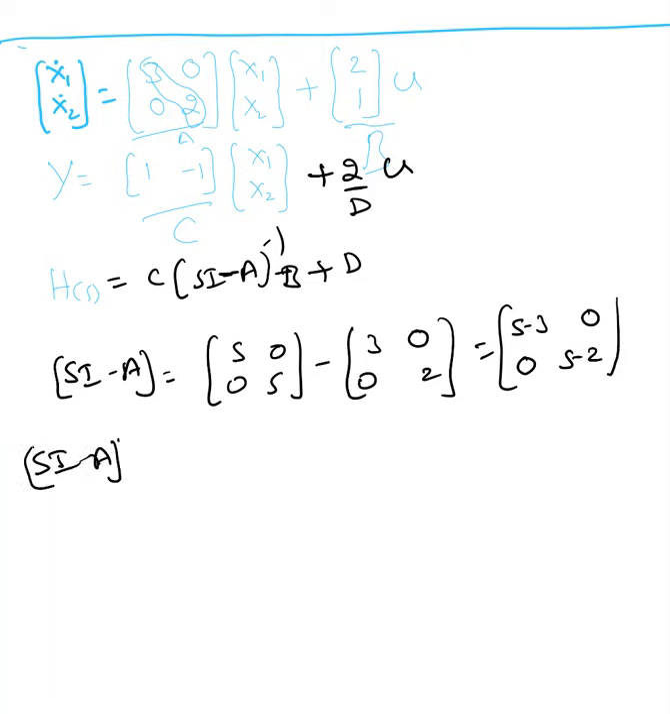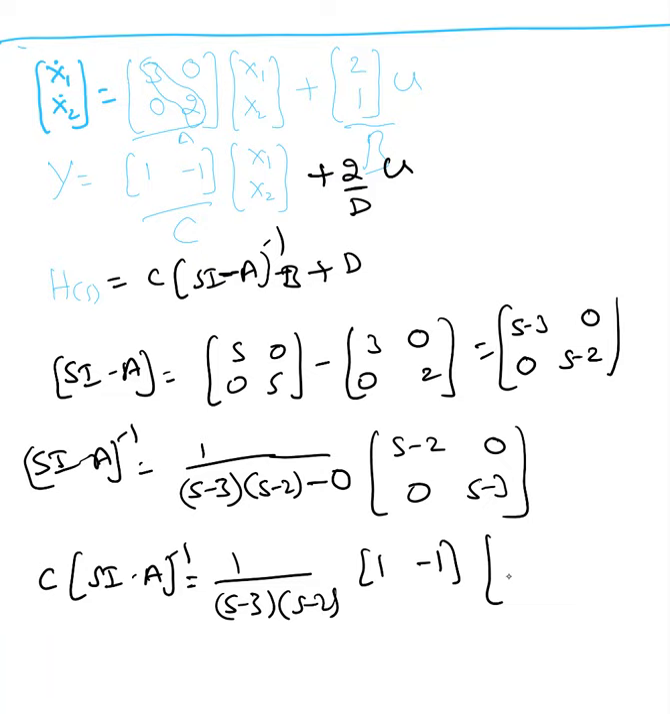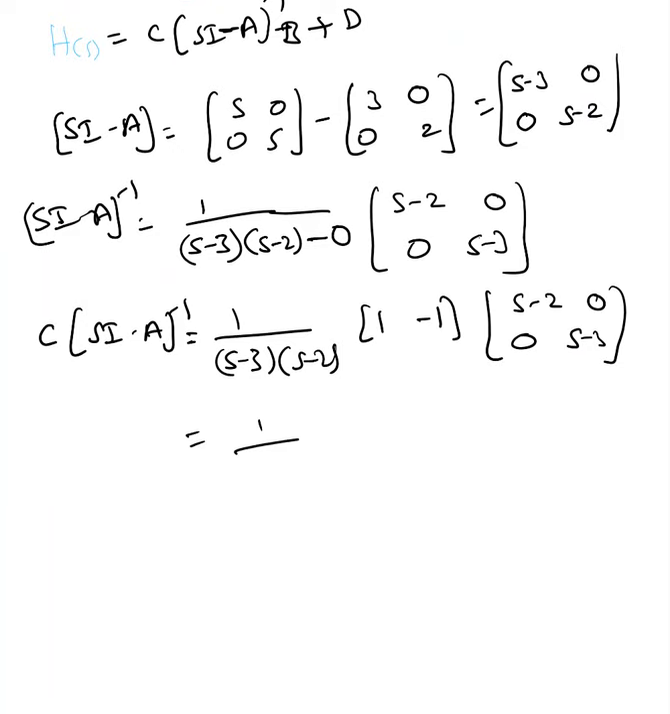(sI minus A) whole inverse equals 1 over (AD minus BC). So AD is (s-3)(s-2), BC is 0, and the matrix is [s-2 0; 0 s-3]. It doesn't matter which one you do first. C times (sI minus A) whole inverse is 1 over (s-3)(s-2), which I'm going to keep on the side, times C which is [1 -1], times [s-2 0; 0 s-3]. When we multiply this, we end up with s minus 2 and, not 0, actually it's minus (s minus 3).